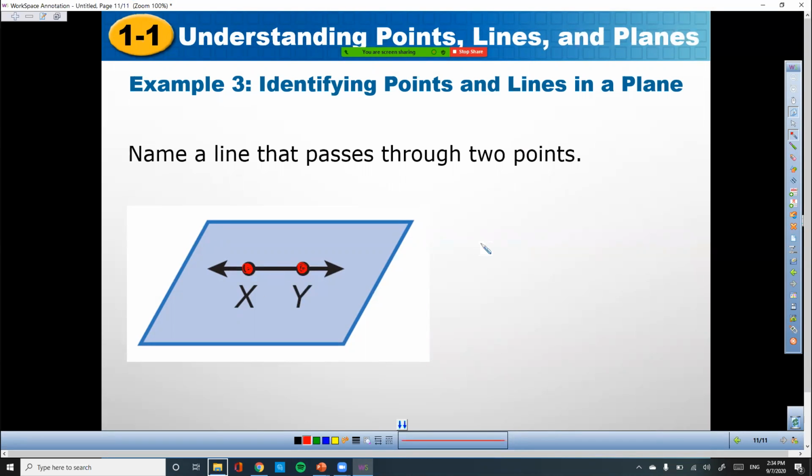And again, in order for us to name a line, all I need is to pick any 2 points on that line, so X, Y, and we put the line with the 2 arrowheads on top. Or again, this one also could have been named YX. The order doesn't matter here. As long as it has the 2 arrowheads on top, that's how we name our line.